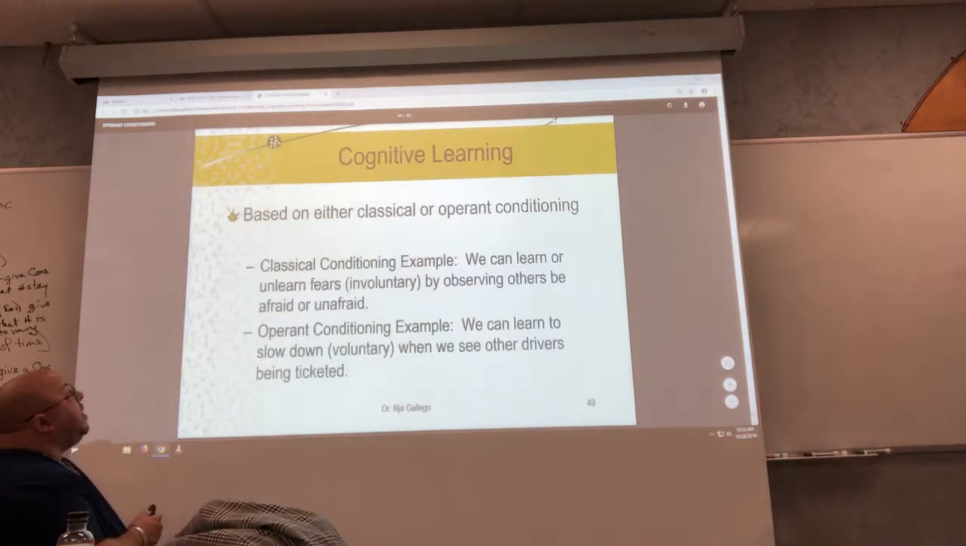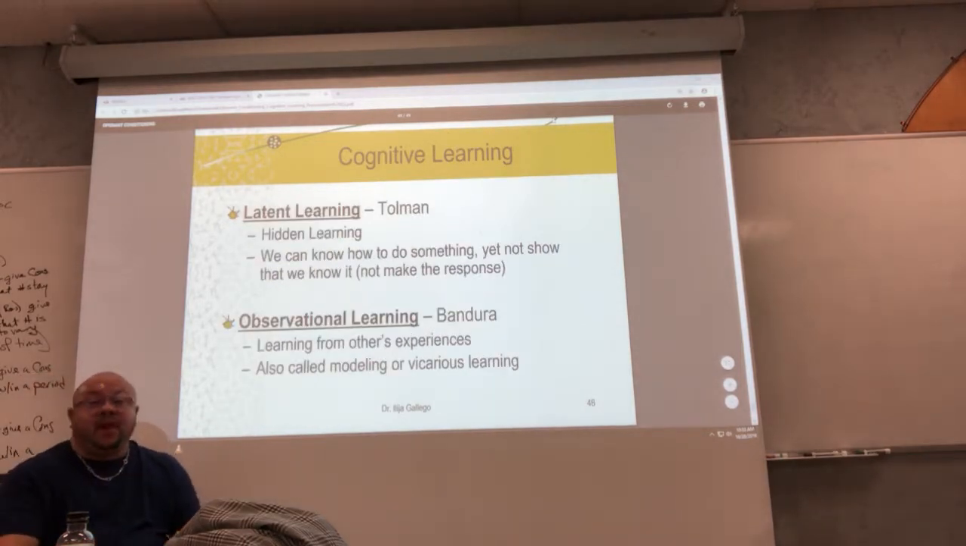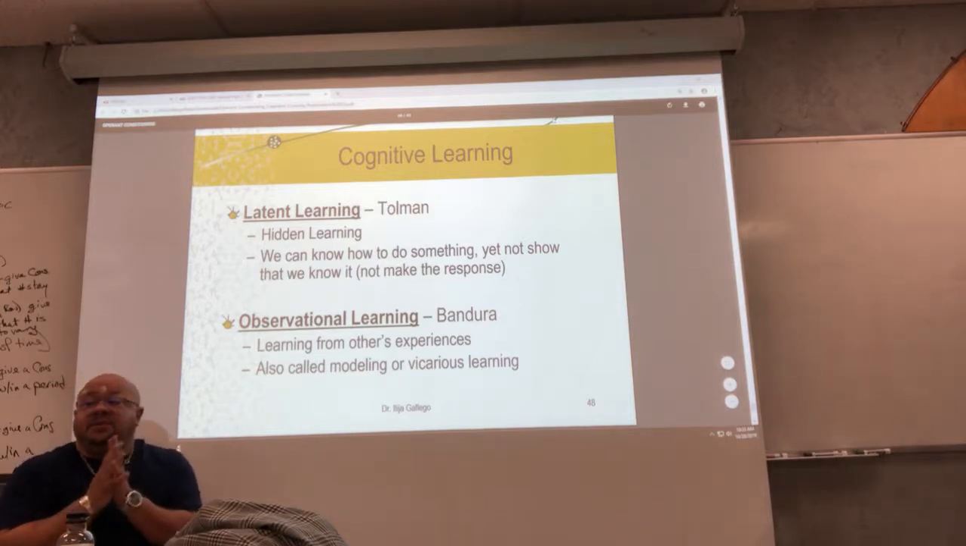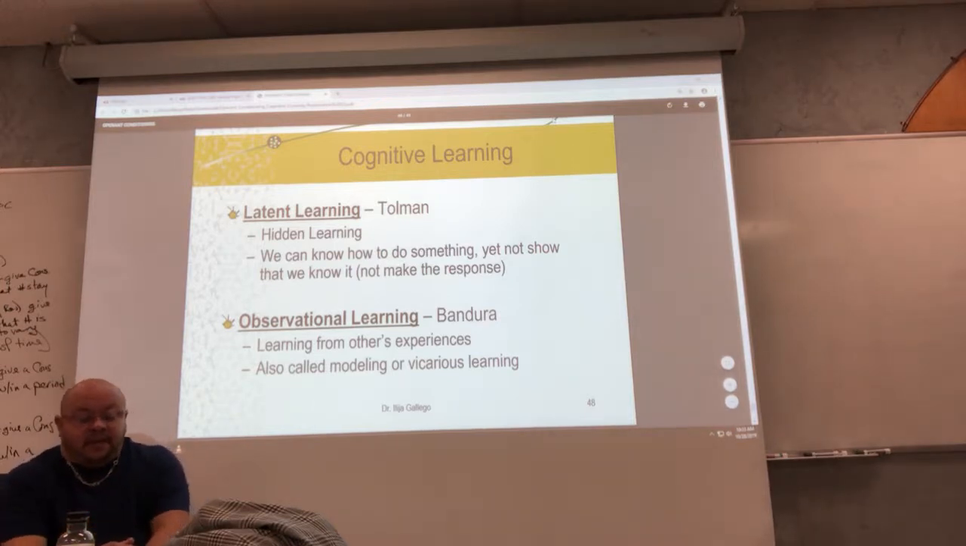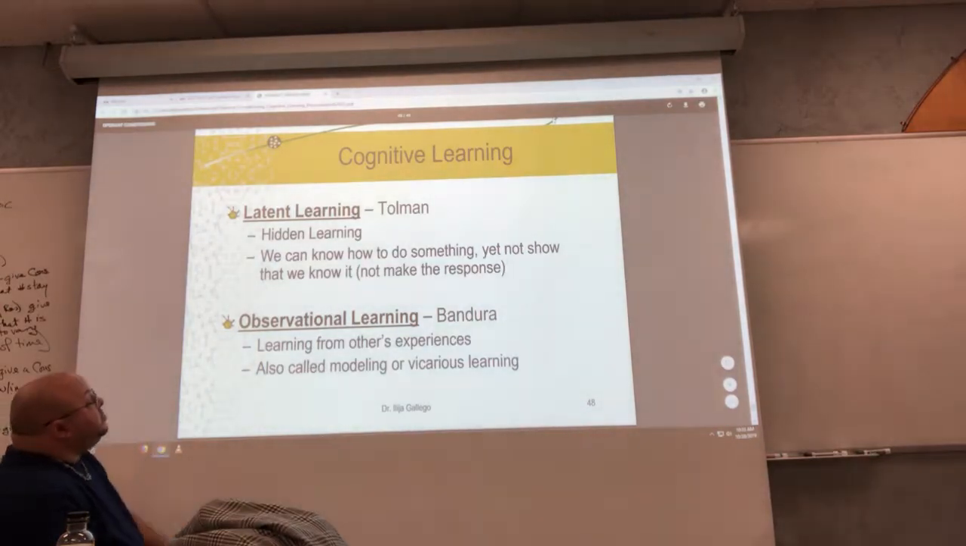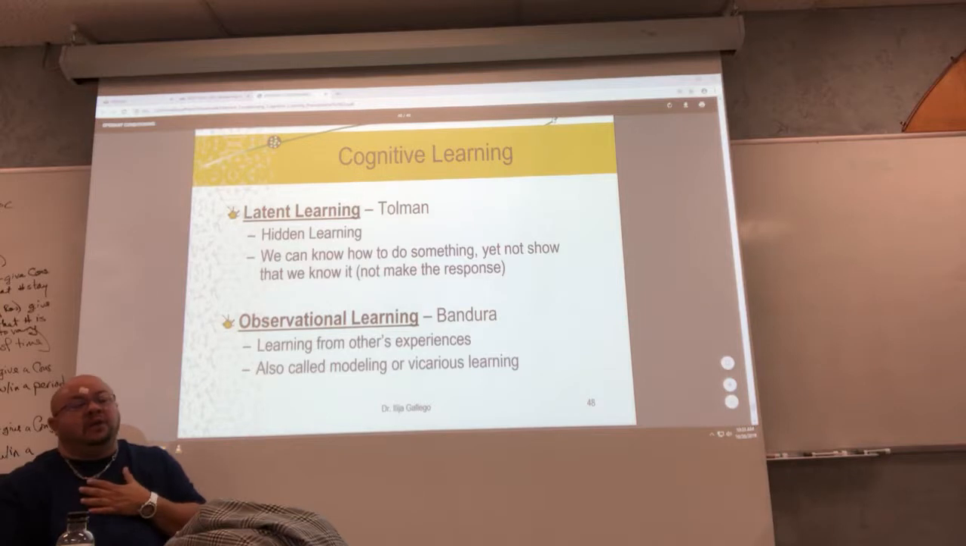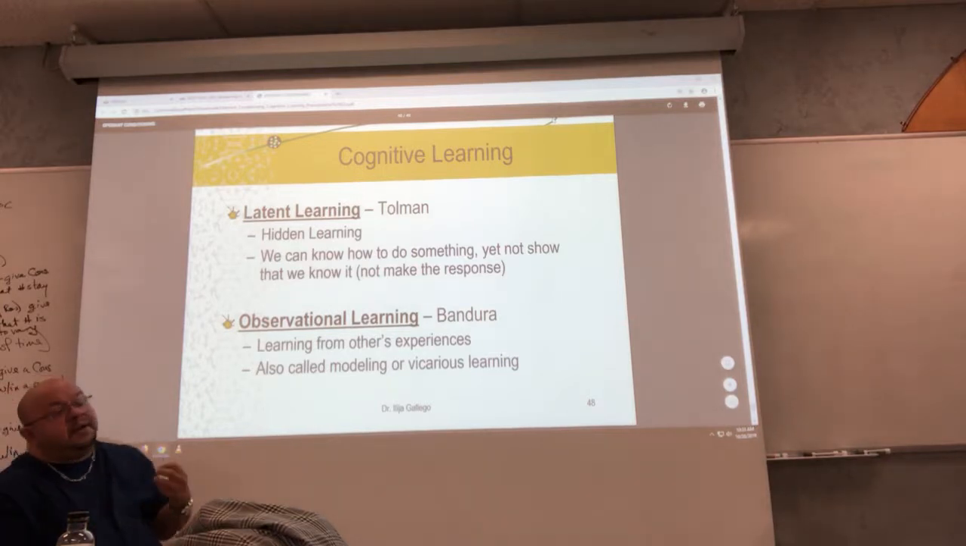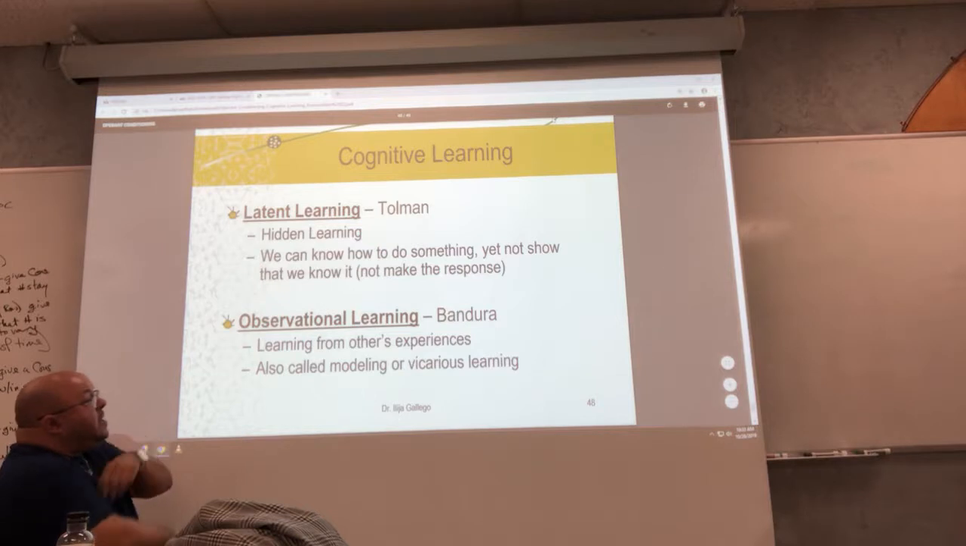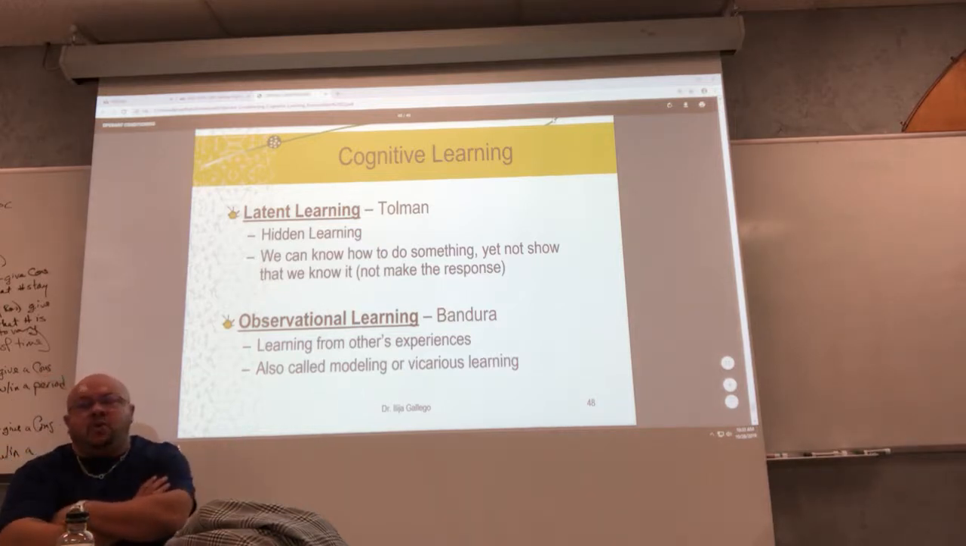Okay, so now we're going to talk about cognitive learning. Is that all the questions? Okay, so cognitive learning is a type of learning where your thinking is involved for sure. And the main thing about it is that it deals with two things that classical and operant did not deal with. So there's two things up here. One of them is called latent learning. And Tolman came up with the idea that sometimes people don't show that they know something.